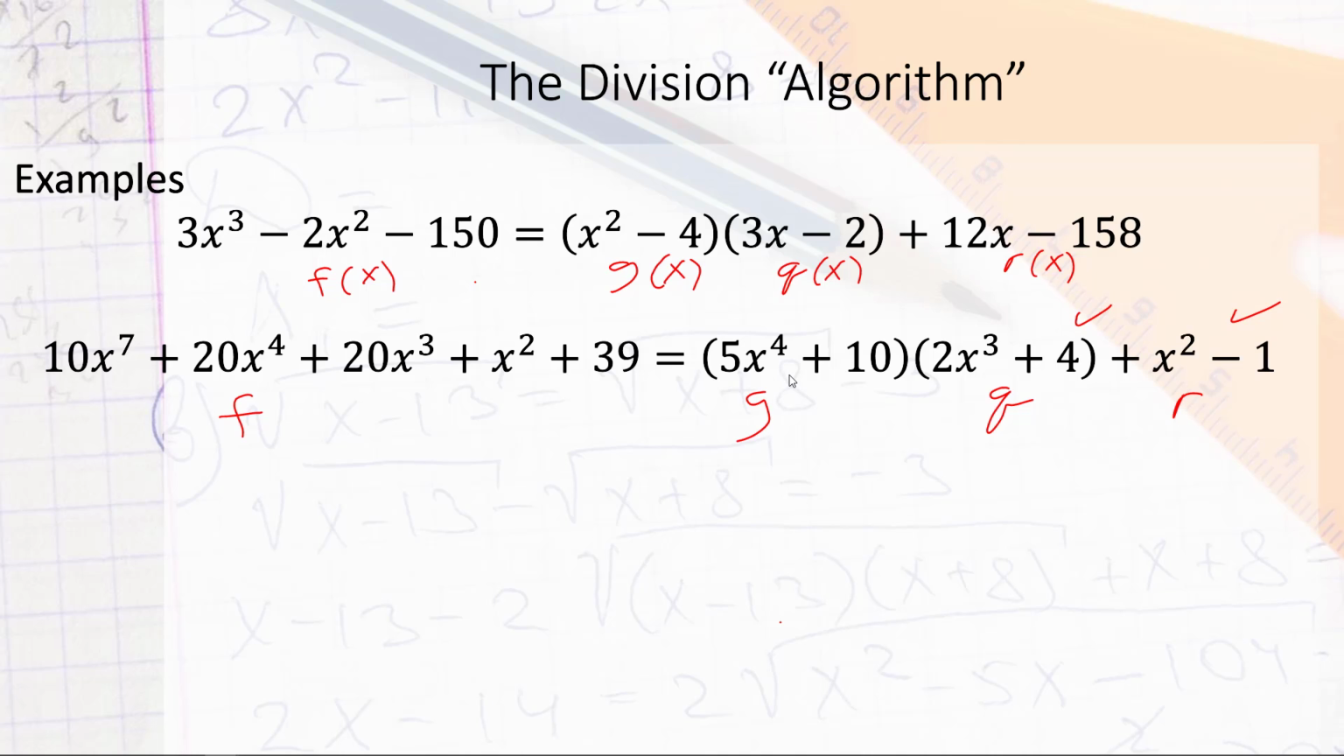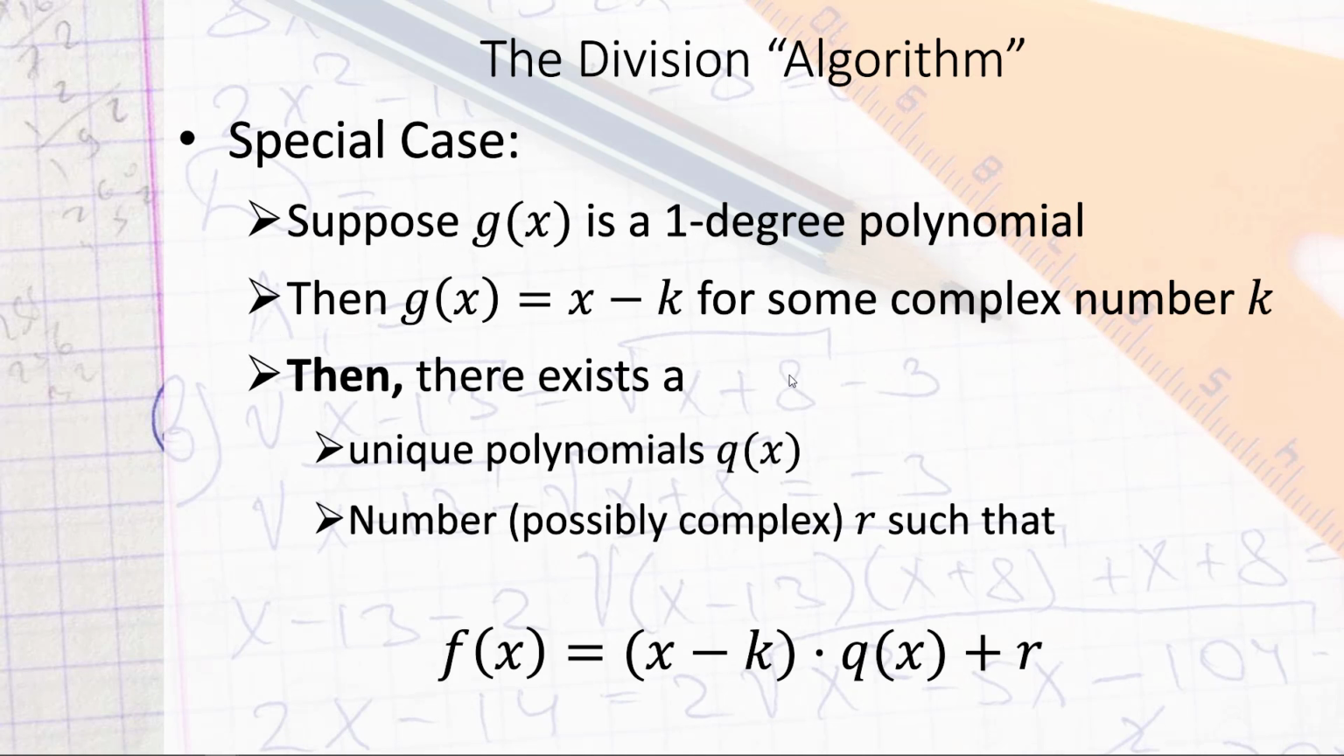Now, notice here that once again, the degree of r must be less than the degree of g. Okay, so what if g is nothing more than a first degree polynomial, such as x minus k? So this right here is g of x. Well, then r has to be of degree less than g of x, which means that r must be a number. And yes, that number can possibly be complex. And this is a special case of the division algorithm. If you divide f of x by g of x, you are going to get some quotient, and then the remainder will be a number. Okay, and that is a special case of the division theorem.